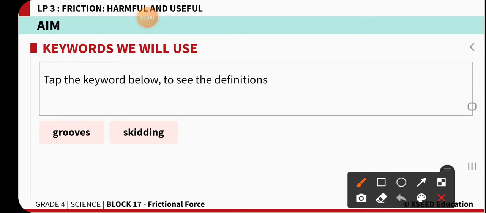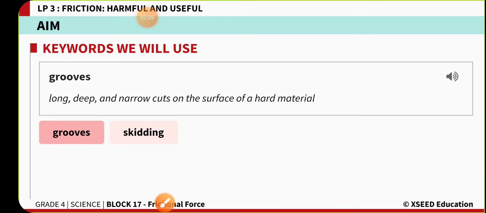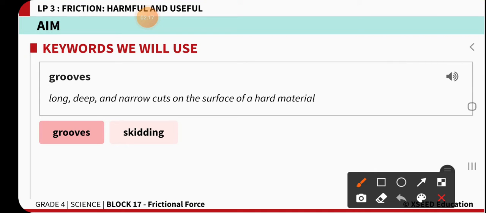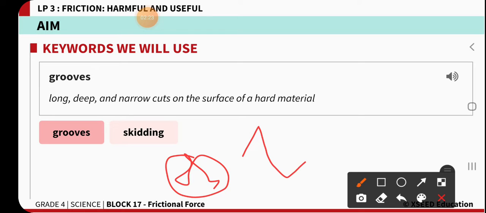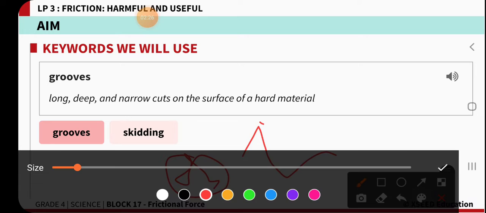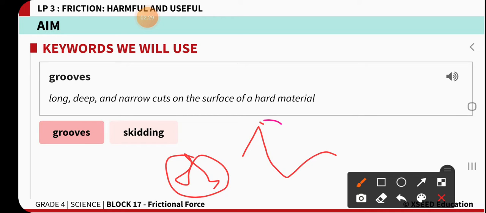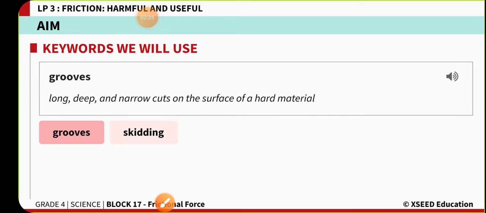In today's class, the first keyword we are going to learn is grooves. Grooves are nothing but long, deep, narrow cuts on the surface of hard materials. Suppose there is a hard material like stone, these deep narrow cuts we call grooves. Grooves: long, deep, and narrow cuts on the surface of a hard material.